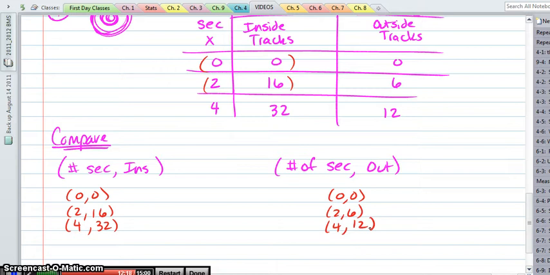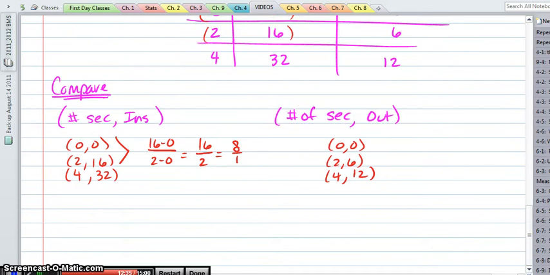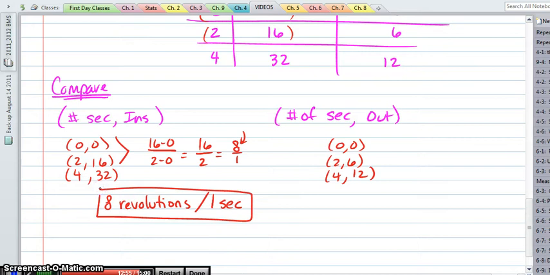So to find the rate of change again, you just need 2 points. I'm going to stick with the one involving 0 because I feel like that's easier. I'm going to do 16 minus 0 for my Y change, 2 minus 0 for my X. That's 16 over 2, which is 8 over 1. And again, let's go back to our units. That's 8 seconds per... Oops, I just wrote that incorrectly because our seconds is for our X value. And remember, Y is the vertical change. So it is 8 revolutions per 1 second for our inside tracks. So it's spinning 8 times every second.